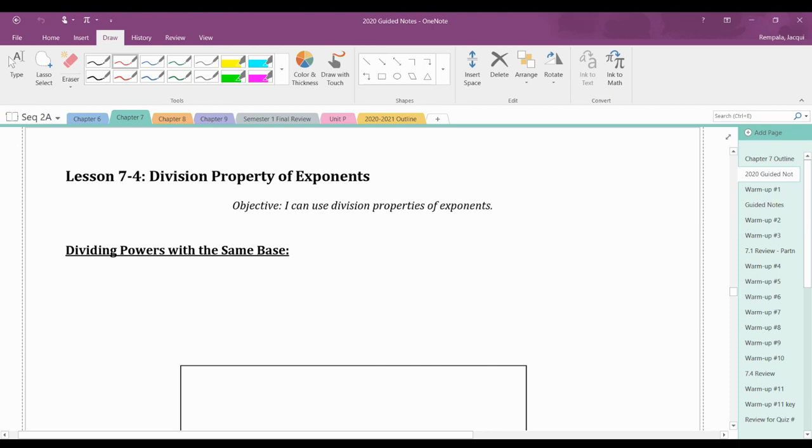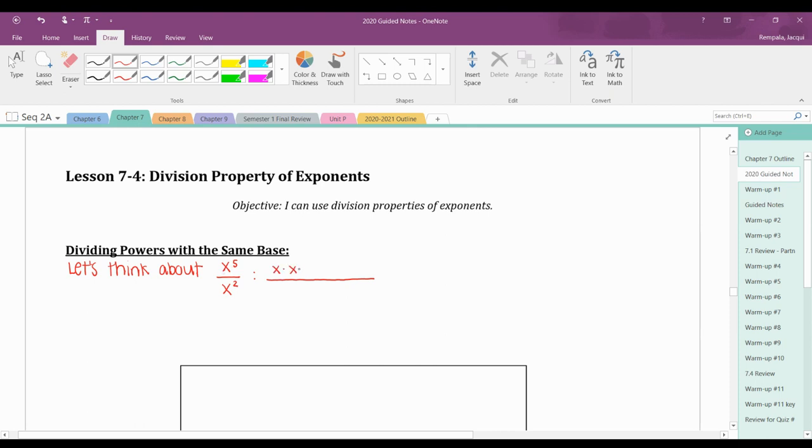So let's think about this. Let's think about x to the fifth divided by x squared. Notice that we've got x to the fifth and x squared. They both have the same base of x. Let's talk about what it means when we have x to the fifth power. Remember that the exponent of 5 tells me that I see that base x 5 times.